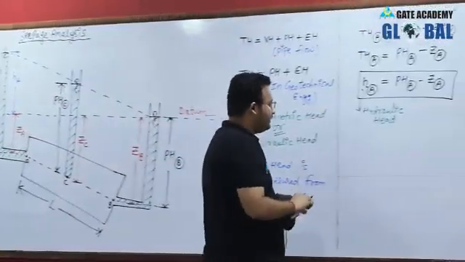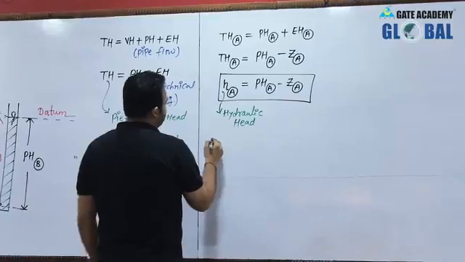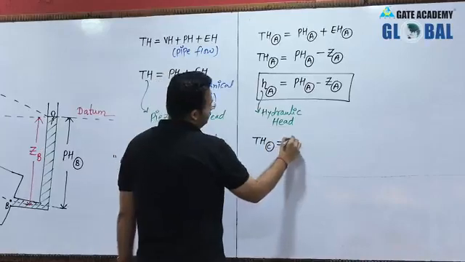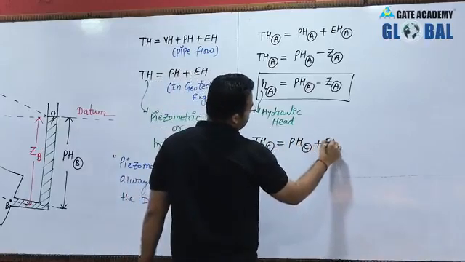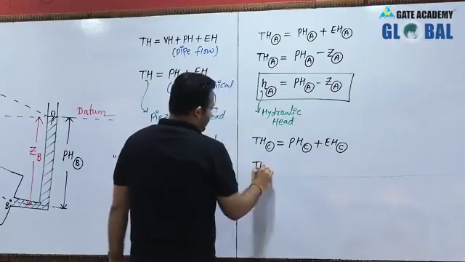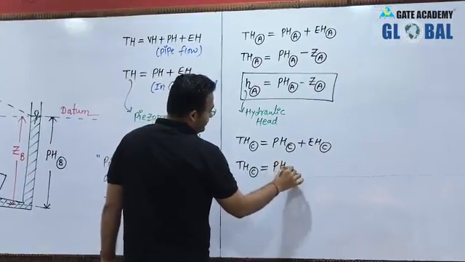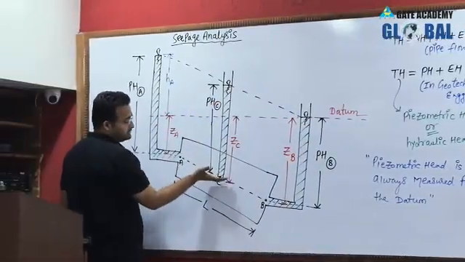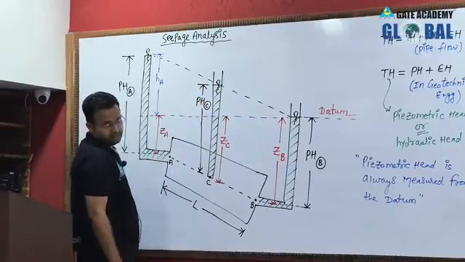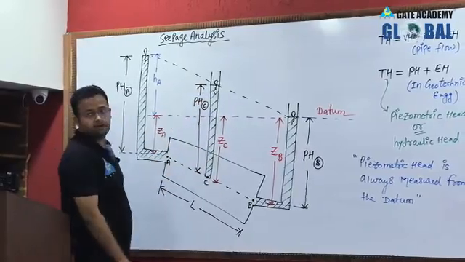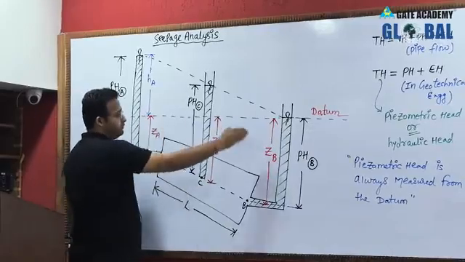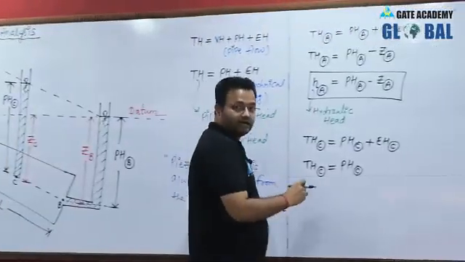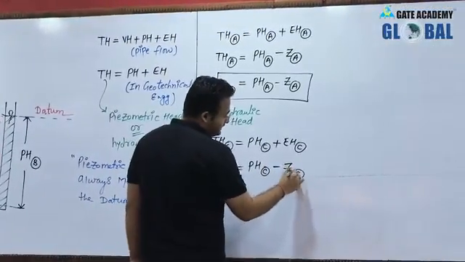In the same fashion I can calculate for C. Total head at C will be equal to pressure head at C plus elevation head at C. How can you measure pressure head at C? You insert your piezometer and measure the pressure head at C, which is PHC. The point C is below the datum line, so this value ZC will be negative. So I can use the negative sign here, minus ZC.